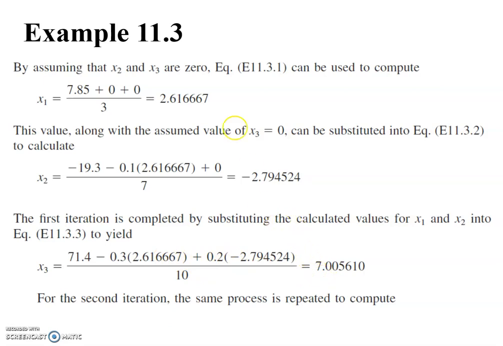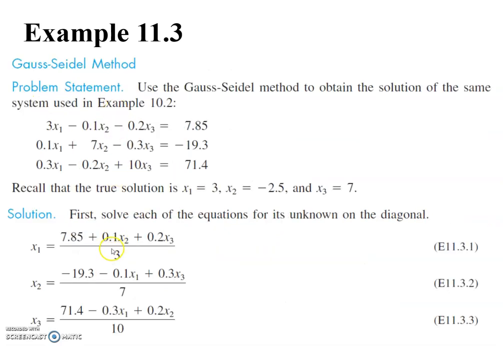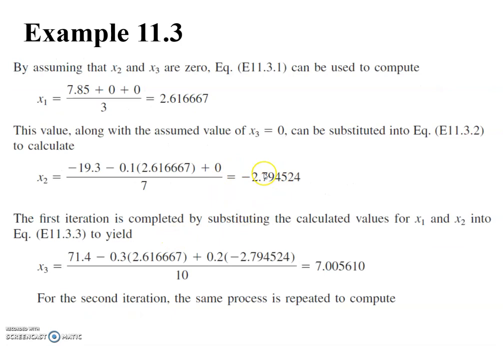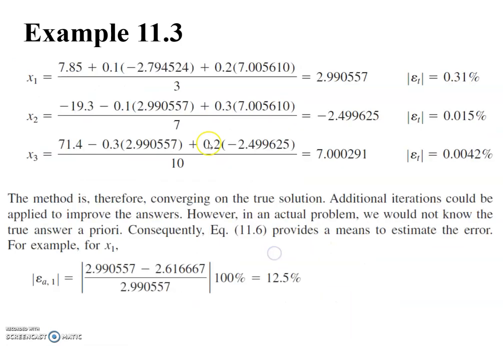So this is the first iteration. In the second iteration, we will find the value of x1, but in this x1 you will use the values of x2 and x3, which we have found here. Then this will give us 2.99. This value of 2.99 will be used in x2, and then it will give us the value, and the value of x3 will be the one used before, and then it will give us the value of minus.